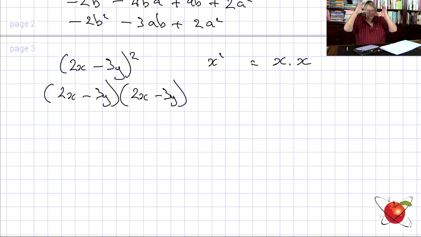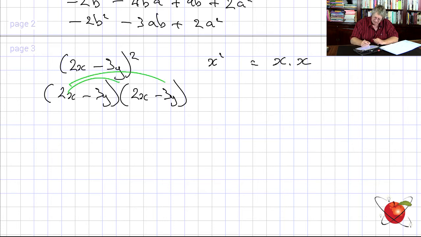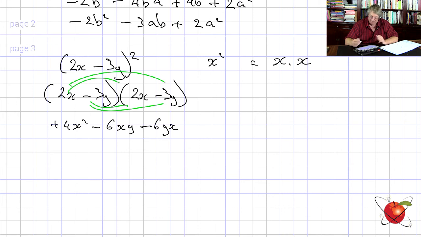So when you see an all squared in a bracket, split it into the two brackets and then multiply out using these little bridges, whatever you want to call them. So now I can multiply them out. Plus times plus, plus. 2 times 2, 4. x times x, x squared. Plus times a minus is a minus. 2 times 3 is 6. x times y, xy. Then we've got a minus times a minus is a plus 6. That's a yx, but it's the same thing, isn't it? Then it's a plus 9y squared.